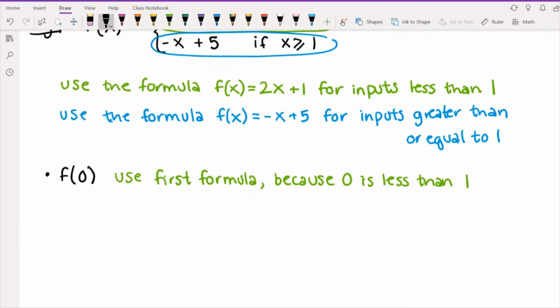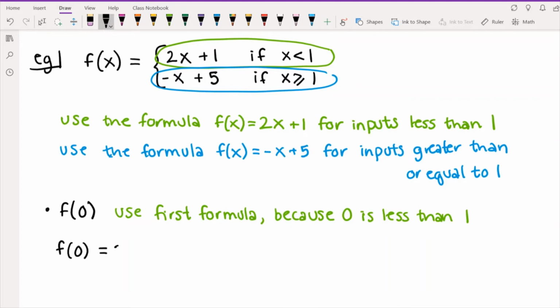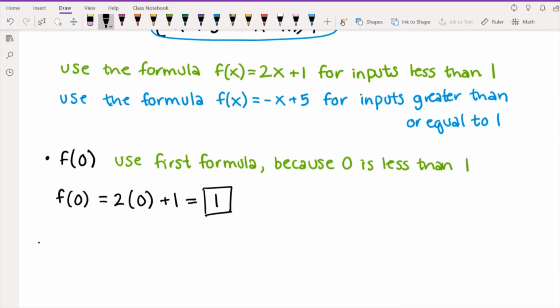So how do we find f of 0? Well, our first formula, the top one, tells us that f of x is equal to 2x plus 1. So we would say 2 times 0 plus 1, and we would get 0 plus 1, which is 1. So f of 0 is equal to 1. Okay, so what if now instead we're asked to find f of 3?